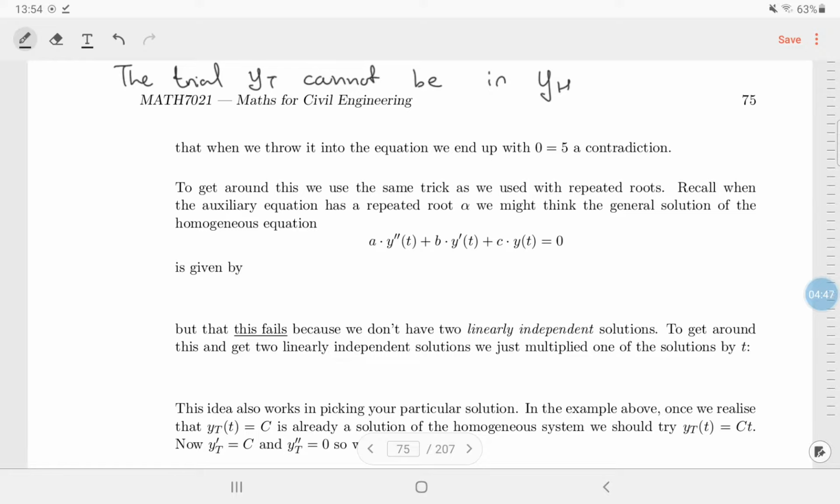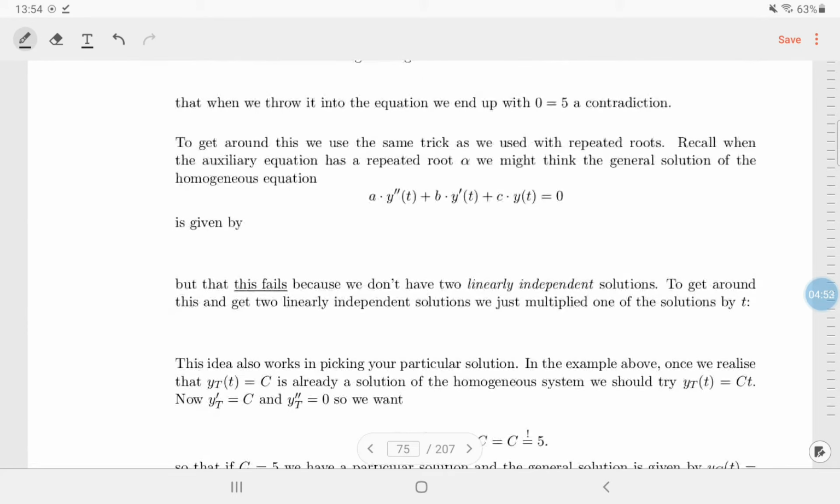To get around this, you do the same trick as with the repeated roots. Now we'll just remind you. Suppose you get a r squared plus b r. This is the auxiliary equation. I appreciate this is harder than what you've seen before.